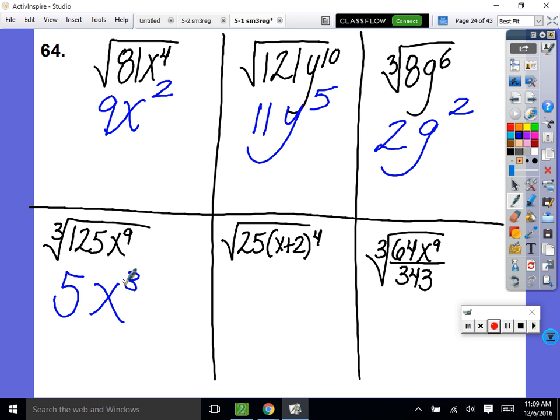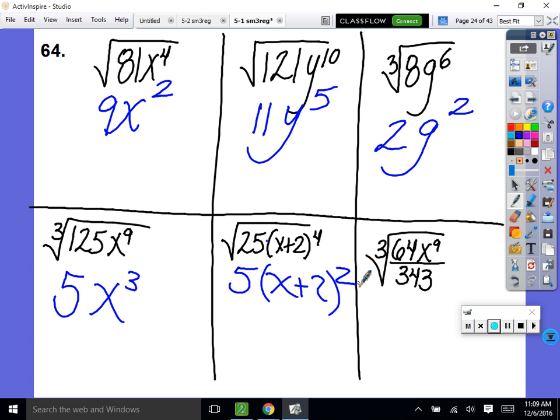Now, this one, we would look at it in sections. Multiplication can be split up. So we have the square root of 25, which is 5. The square root of x plus 2 to the 4th. 4 divided by 2 is, so we have x plus 2 squared.